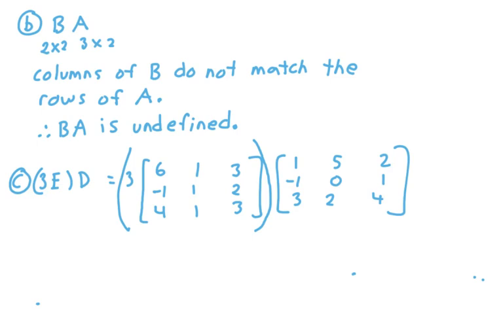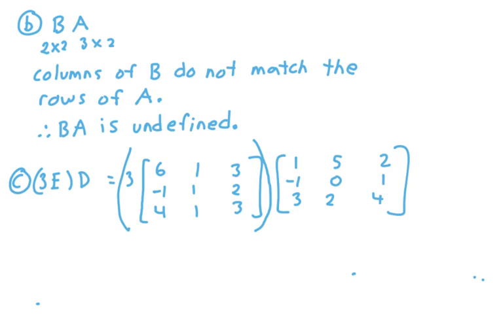Now BA. Notice, B is a 2 by 2 matrix. A is a 3 by 2 matrix. The columns of the first matrix, B, do not match the rows of the second matrix, A. And so therefore BA is undefined. We cannot do BA. So that tells me matrix multiplication in general is not commutative.